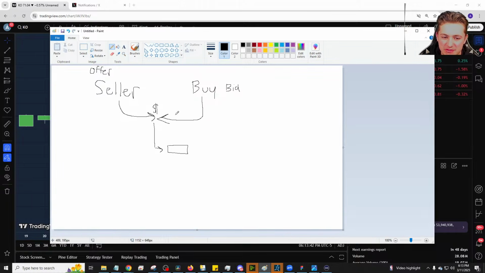So what's going to happen is you'll have a spread. Between the buyer and seller, the seller is going to come in at a certain price. The buyer is going to come in at a certain price. We'll say it looks like this. Everything in between, this is called the spread.